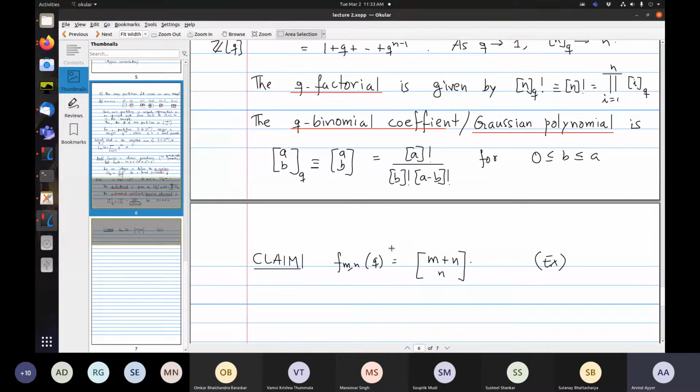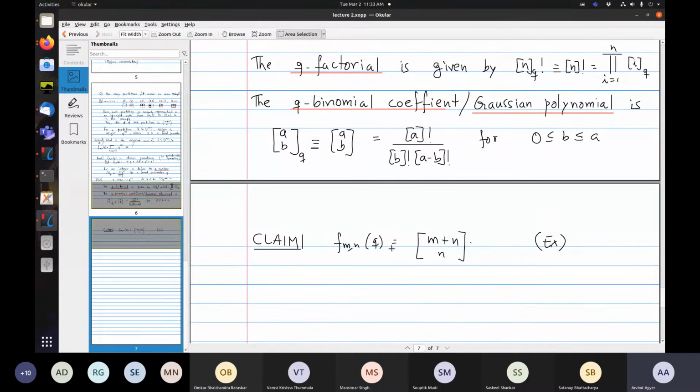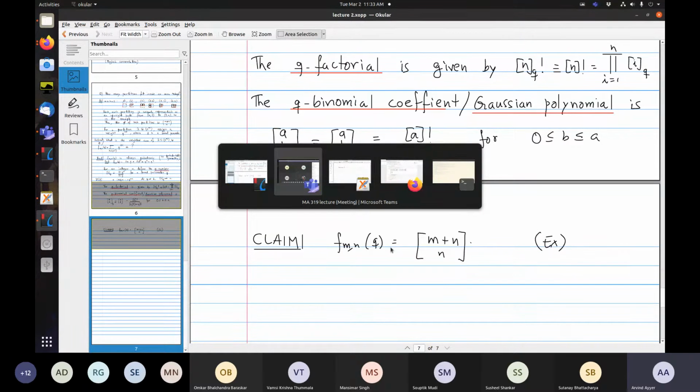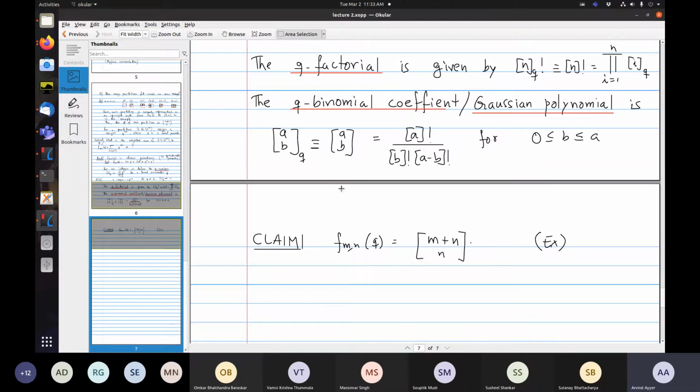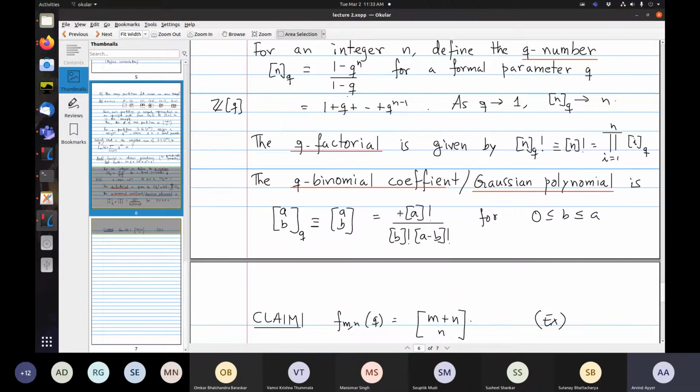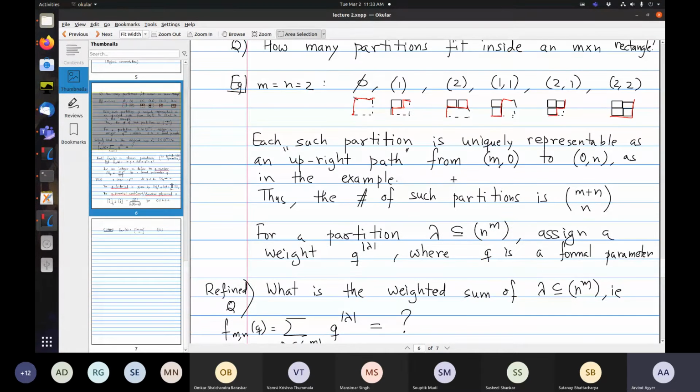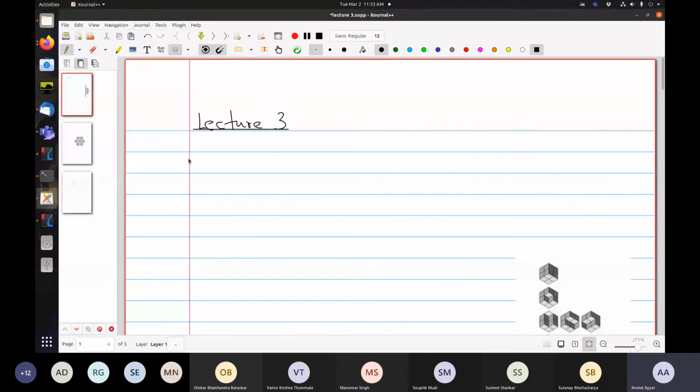I'll give an example shortly. Okay, so let me continue on this theme to build on what we had done earlier. So instead of counting all partitions inside an m by n box, I can do something a little more special. I can ask for partition enumeration with symmetries.